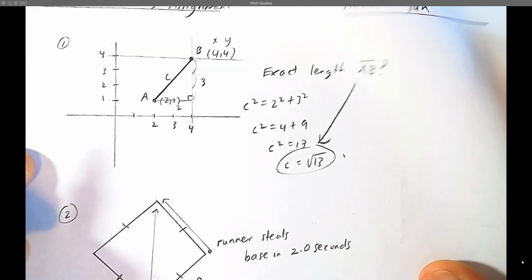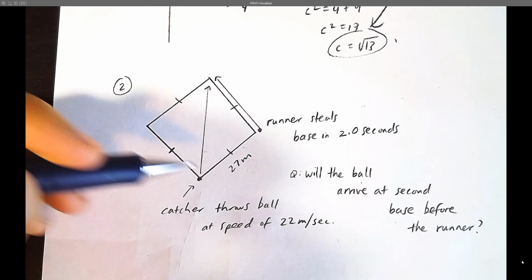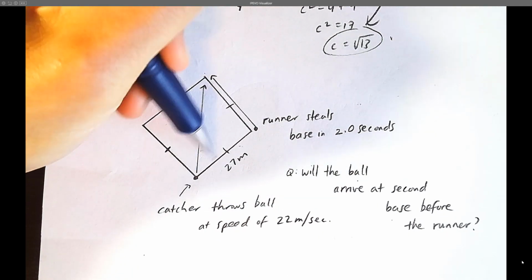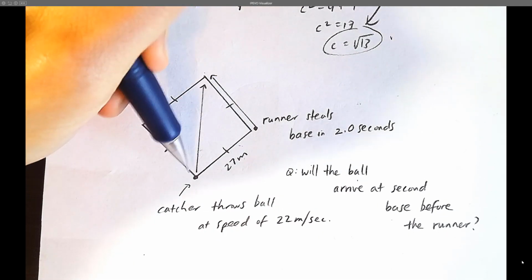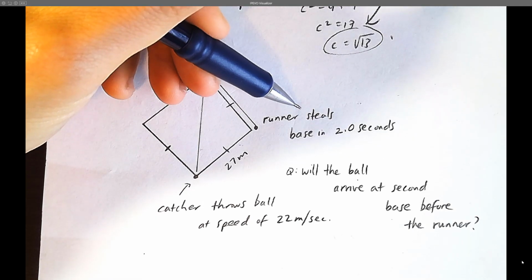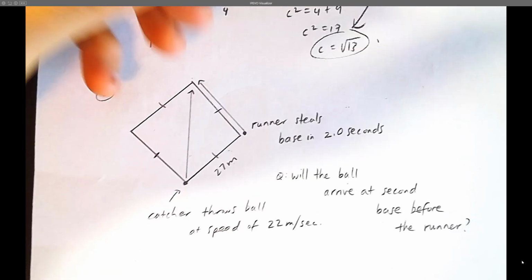Okay, number 2. This is probably the hardest problem. The word problem, this is a worked example in your textbook. So this is baseball. This is going to be a square base diamond shape, 27 meters by 27 by 27, 27. A runner steals the base in 2 seconds. So from here to here, it takes 2 seconds.